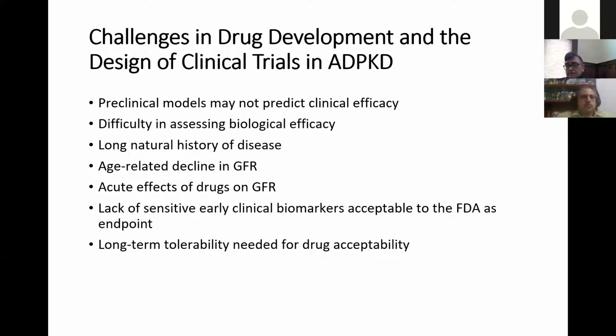This is not an easy journey. Believe me, when people told me that tolvaptan was going to work, I was very skeptical, and see that most of these cysts, if you take a human ADPKD, are loaded with V2 receptors. Preclinical models may not predict the clinical efficacy, and there is difficulty in assessing biological efficacy. There's no way you can assess it. The long natural history of the disease is a problem here. Age-related decline in GFR, the acute effect of the drug on GFR, lack of sensitive early clinical biomarkers acceptable for the FDA's endpoint, long-term tolerability, and the need for drug efficacy.